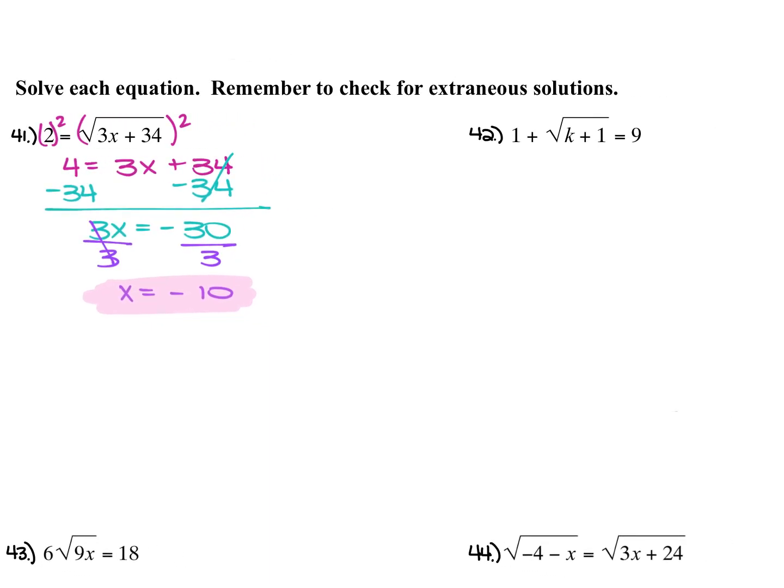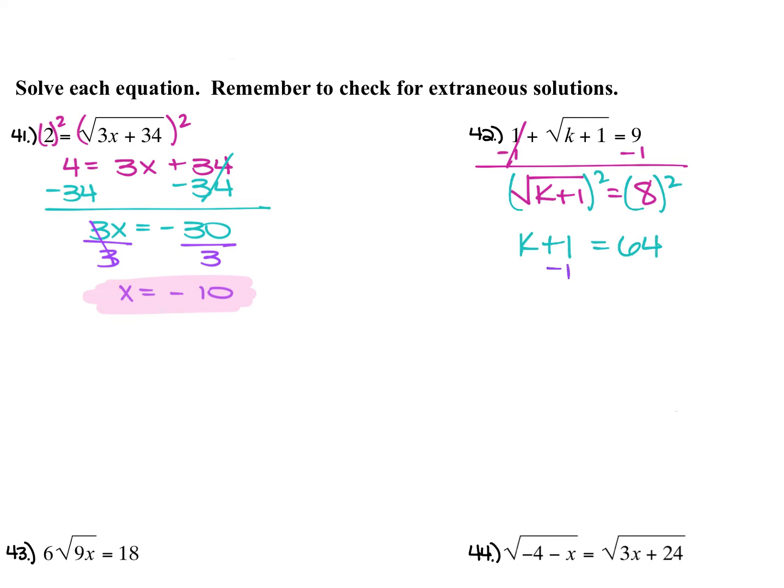For 42, you have 1 plus the square root of k plus 1 is equal to 9. You first have to isolate your radical with this. So move the 1 over by subtracting it from both sides. This gives you the square root of k plus 1 is equal to 8. From here, you are going to square both sides to get rid of that radical. So you're going to work with k plus 1 is equal to 64. Move your 1 over, subtract it from both sides. You get that k is equal to 63.